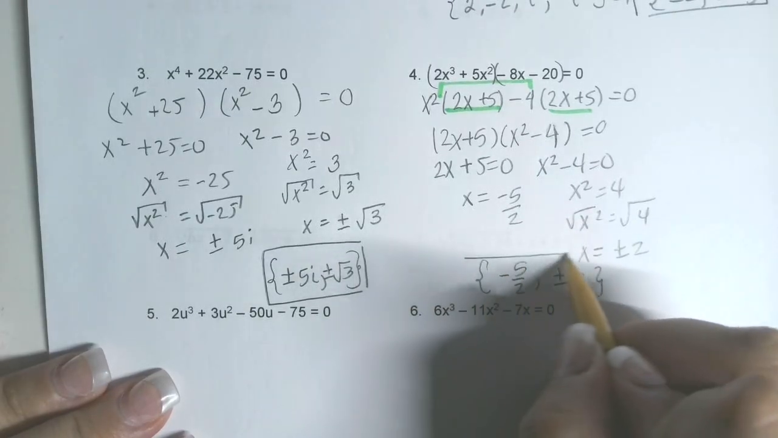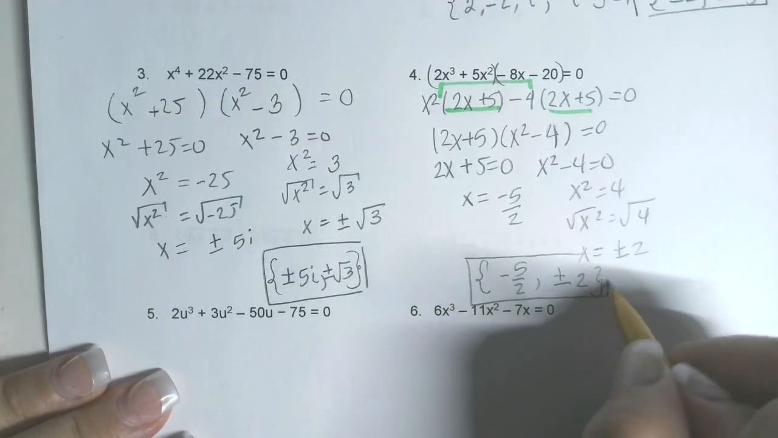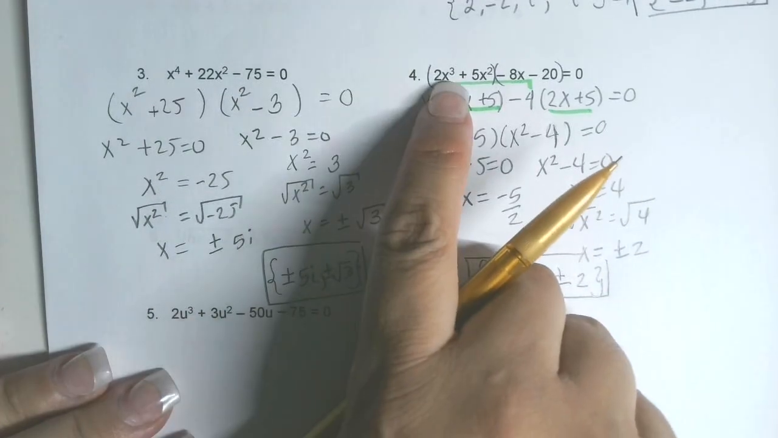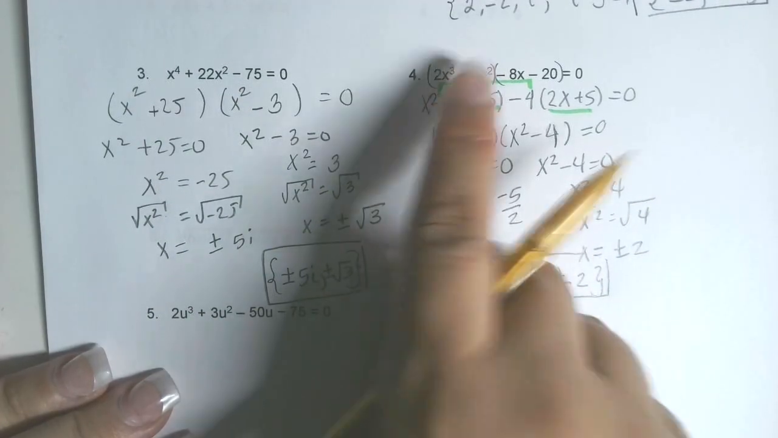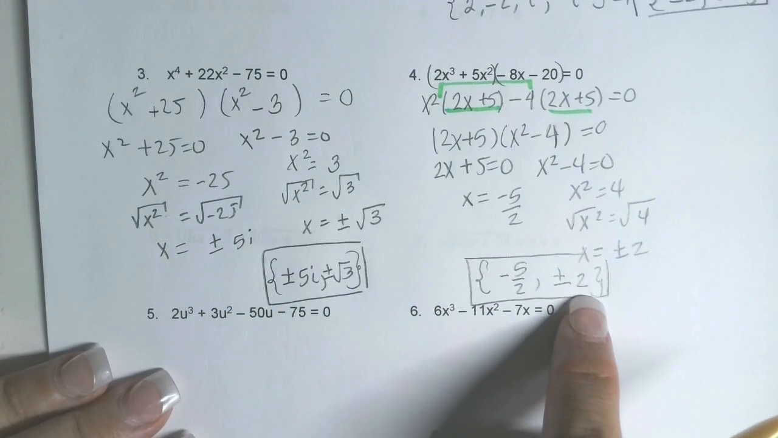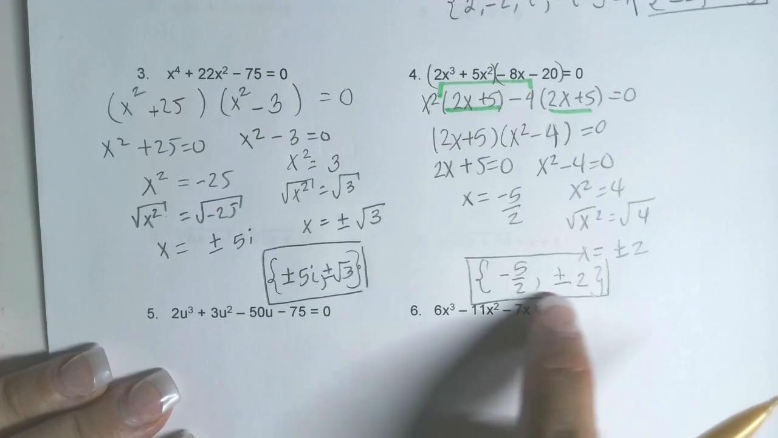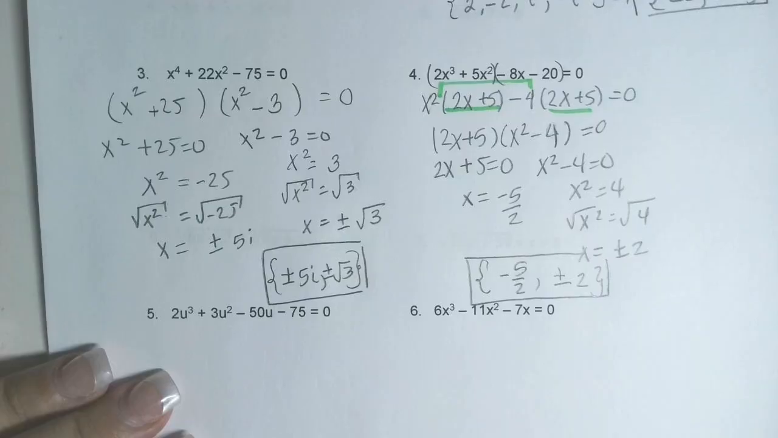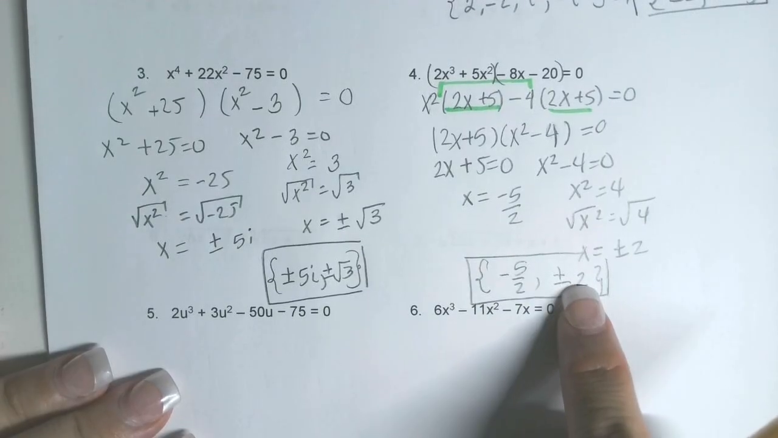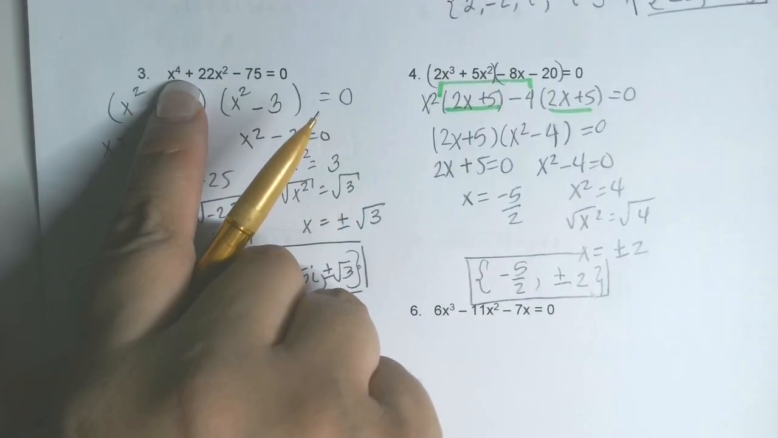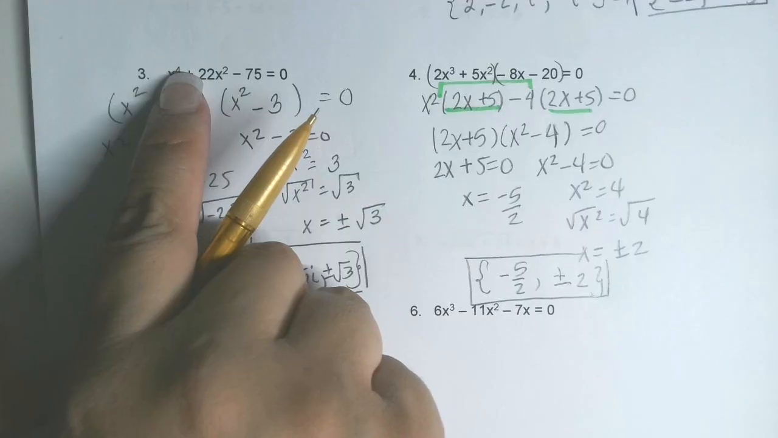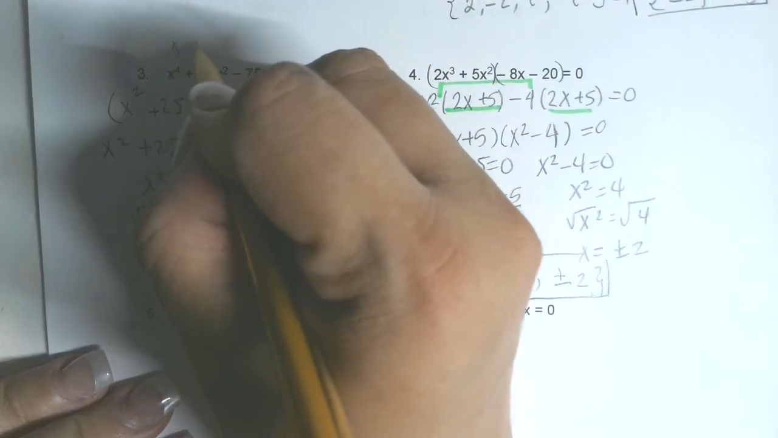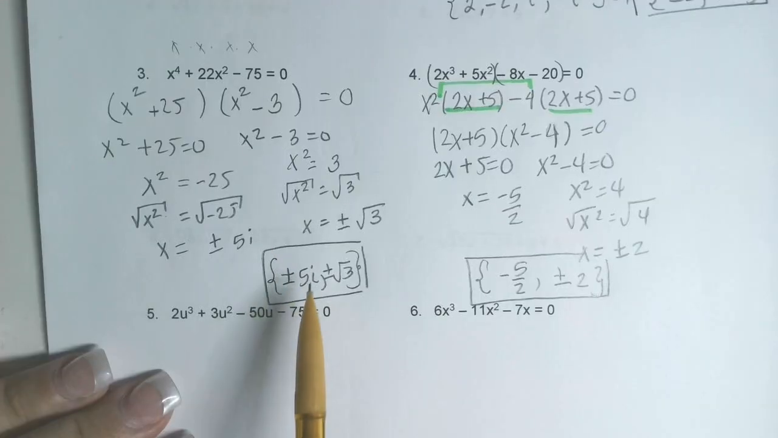Another thing I want to bring to your attention: see how the leading term had x to the third? That means I have 3 possible solutions for x. I had negative 5 halves, and then plus 2 and minus 2. And on this one, x to the fourth breaks down to x times x times x times x. That's what I mean. And I had 4 solutions.